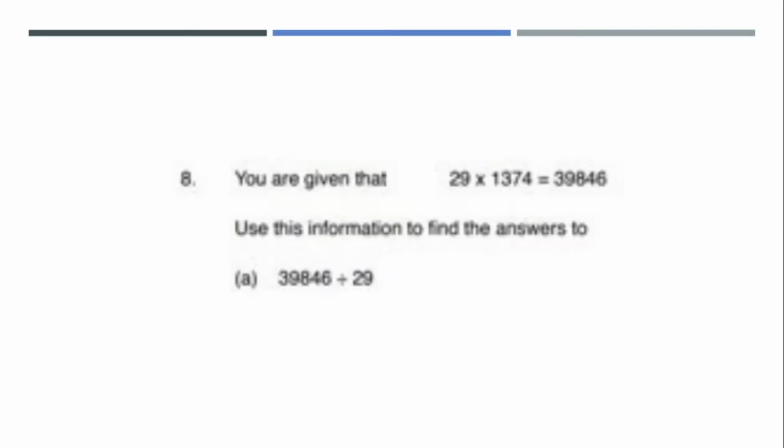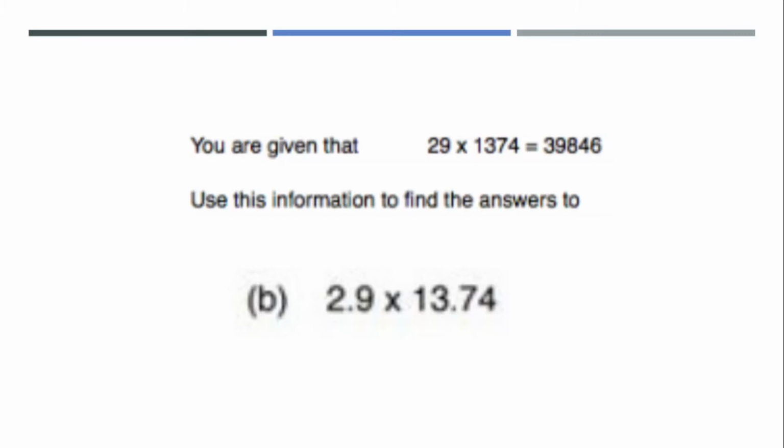8a, you were given that 29 times 1,374 equals 39,846. Use this information to get the answer for 39,846 divided by 29. As you can see, the numbers are the same, just rearranged, so therefore the answer will be 1,374.